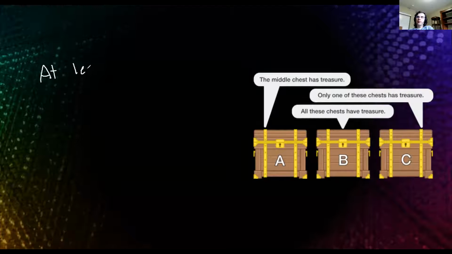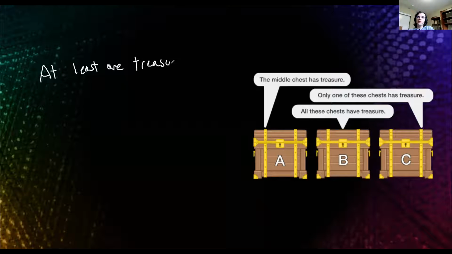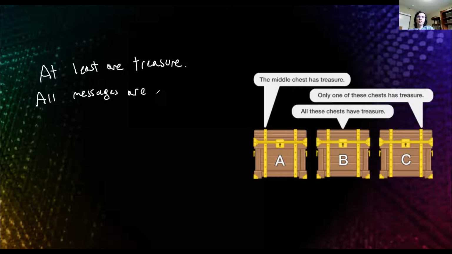Okay, so let's break it down. What is the information that we do know at the start of the problem, right? At least one treasure. And then I also know all messages are lies. So every message I've been given is still useful to me. Just because it's a lie doesn't mean it's not useful. It means that the fact they've given me, I need to flip and find the inverse or the negation of it, right? I need to figure out the opposite of that fact. So if the middle chest has treasure is a lie, I need to flip it. The middle chest has no treasure.